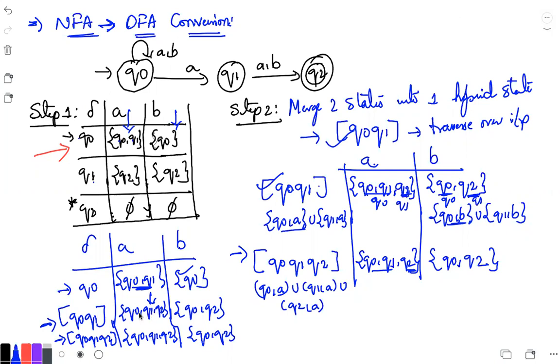So now see here, Q0, Q1, Q2. I have merged this, but I haven't merged Q0, Q2. Q0, Q1 I have merged, Q0, Q1, Q2 I have merged, but I haven't merged Q0 and Q2. This needs to be merged, right? So now merge Q0 and Q2.